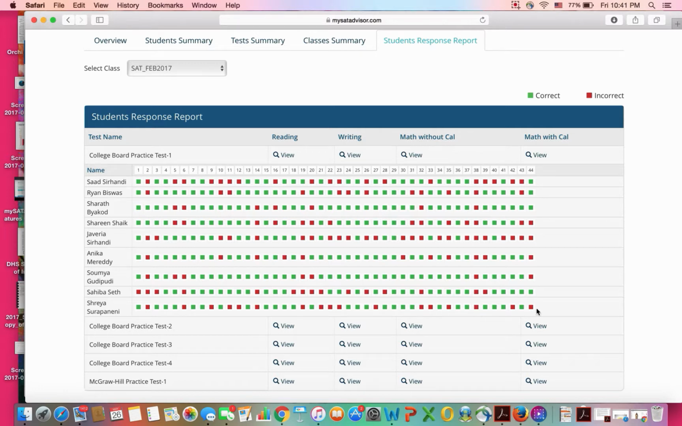Again, a really simple but powerful visual way of gauging individual students' progress and their progress relative to the rest of the class, and hopefully allowing you to be much more efficient in how you utilize time actually in class going over the material that your students need the most.